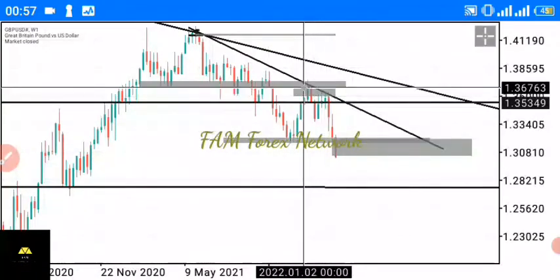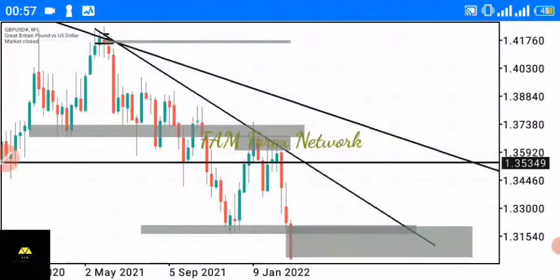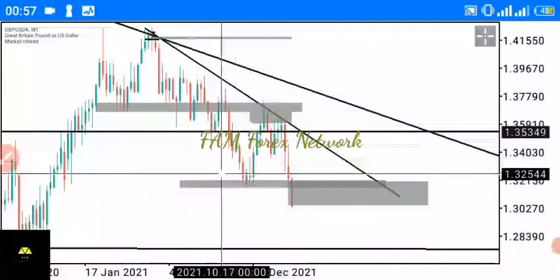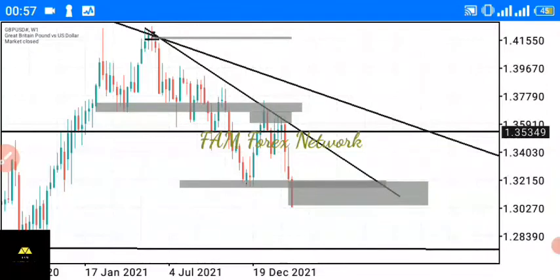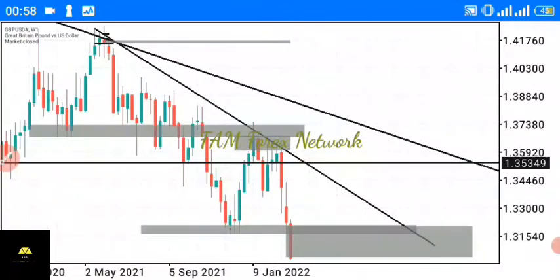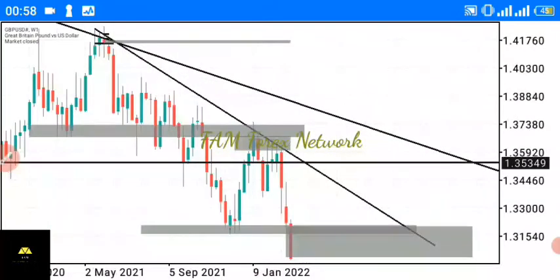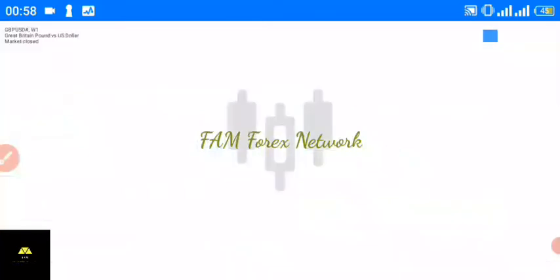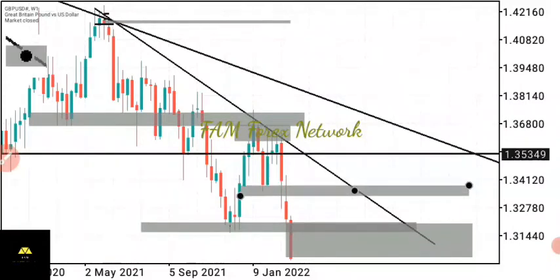You can see on the GBP a break of one of the key levels. This key level is 1.3211. So you can see a break of this particular key level. What we're expecting actually is to go short on GBP USD, or for the market to come here to retest this particular level. You understand?